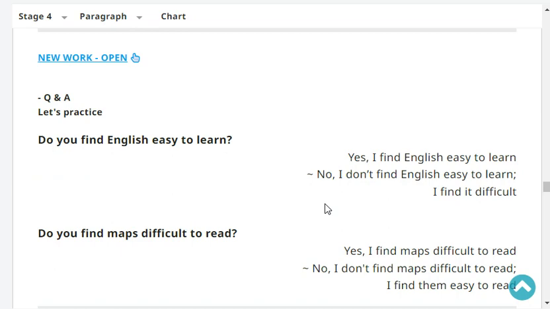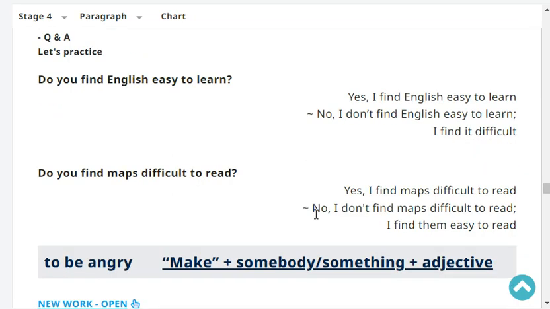Do you find English easy to learn? Yes or no? No, I don't find English easy to learn. I find it difficult. Very good. Do you find maps difficult to read? Yes or no? Yes, I find maps too difficult to read.